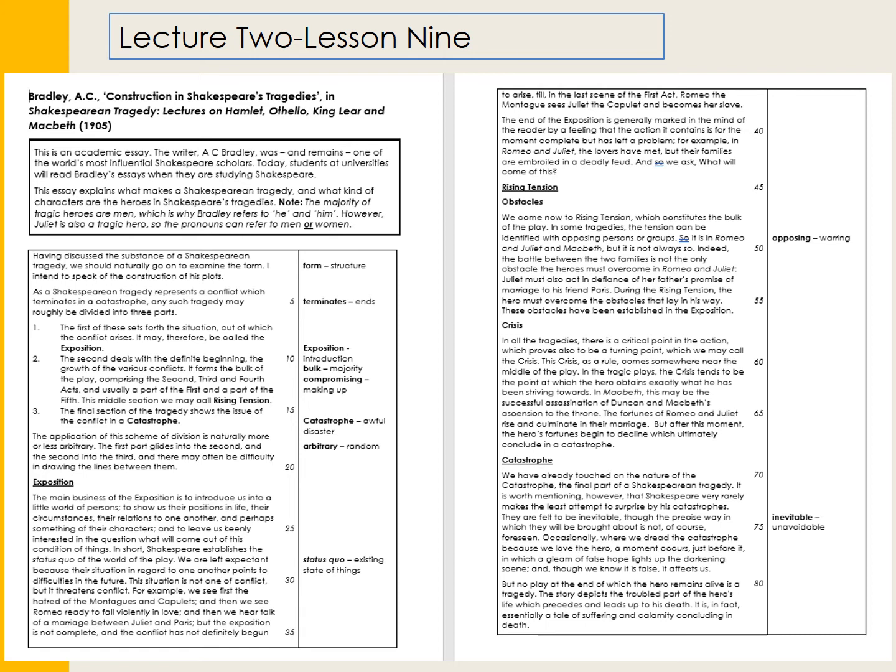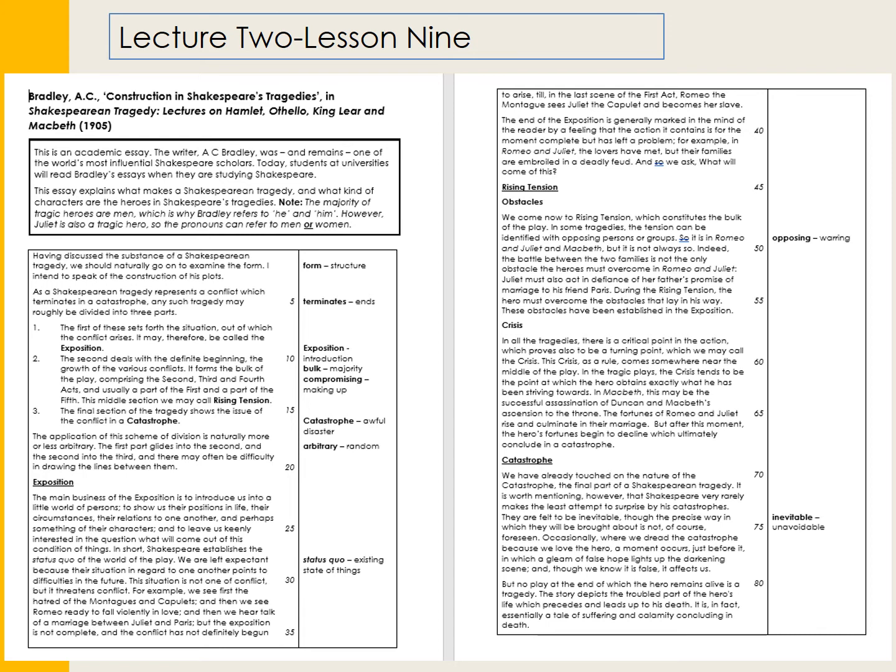During the rising of tension, the hero must overcome the obstacles that lay in his way. These obstacles have been established in the exposition. So the obstacles, the things that are getting in the way of the hero and heroine in this case, have already been presented to us in the opening. Then we have a crisis.